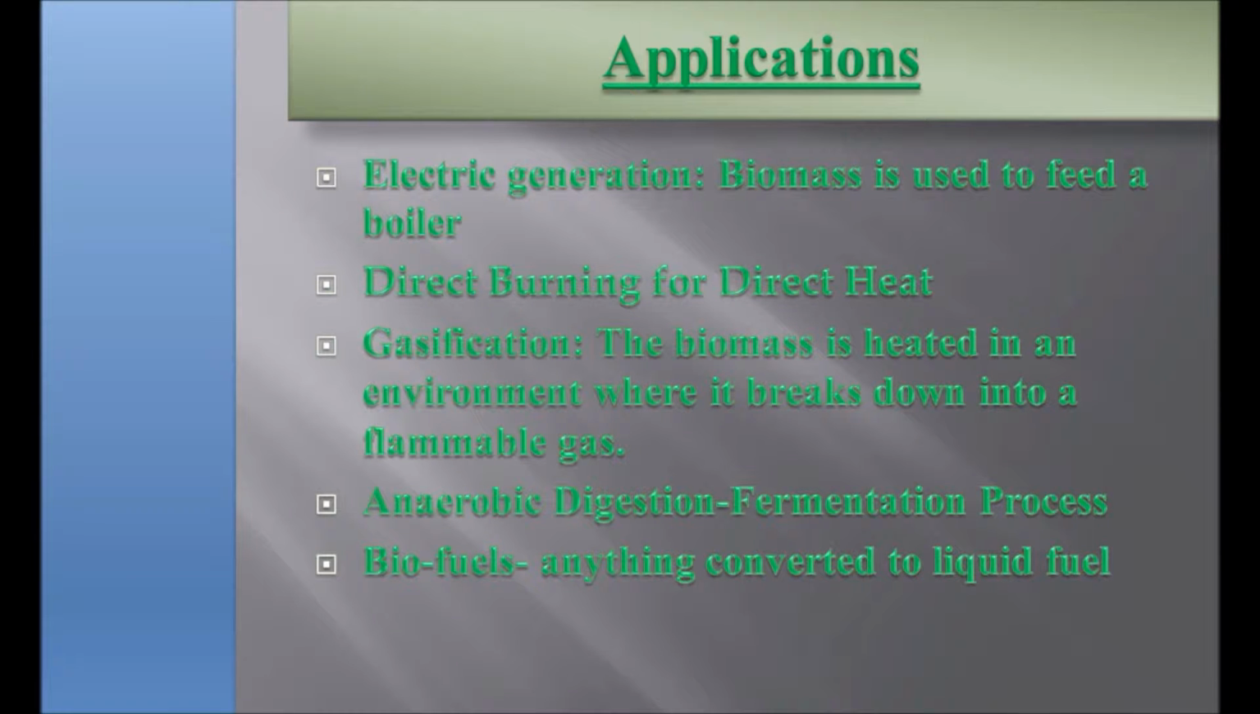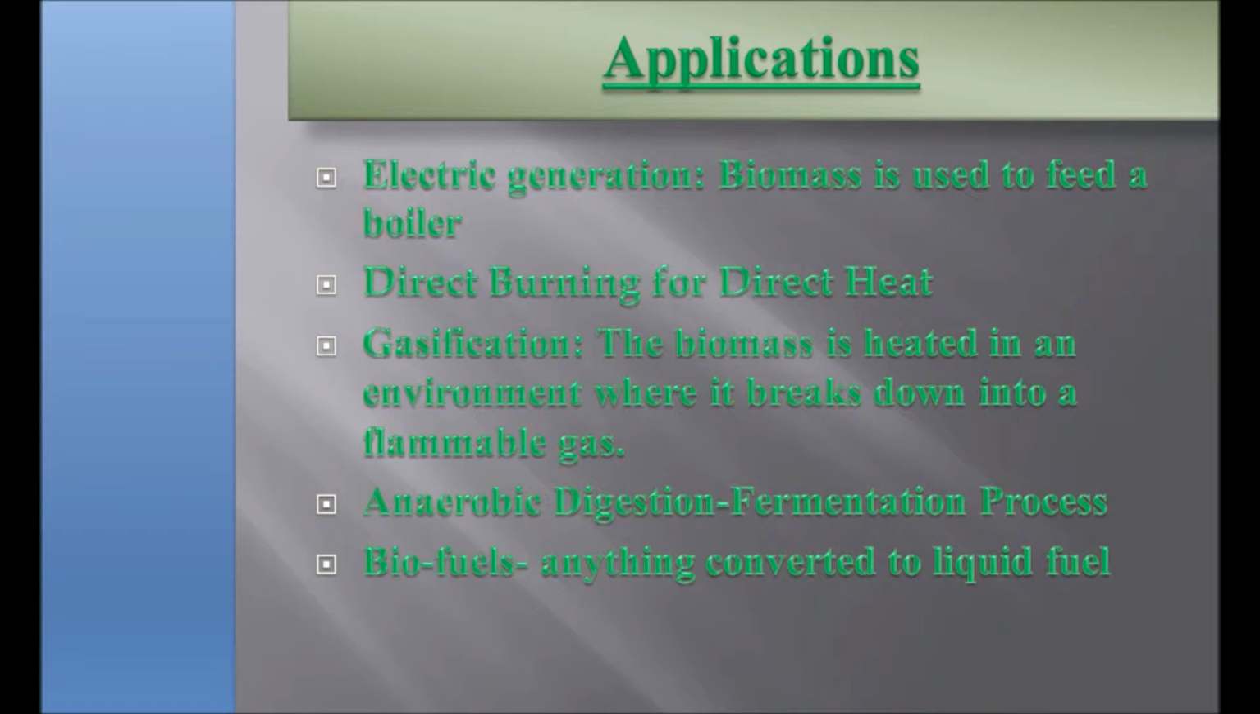Direct burning for domestic heat, as shown in slide 1, is the most traditional method of burning wood. Gasification is one of the more unpleasant processes, which uses dung or feces. The biomass is heated in an environment where it breaks down into a flammable gas. After the gas is cleaned and filtered, it can then be used as natural gas, usually in a combined cycle turbine. Gasification is a complex process.